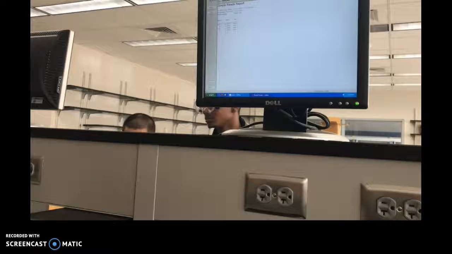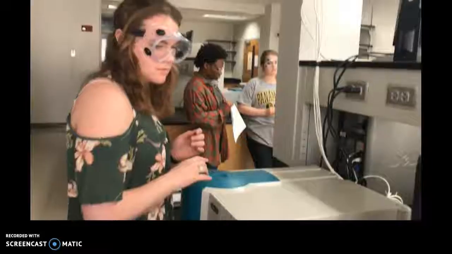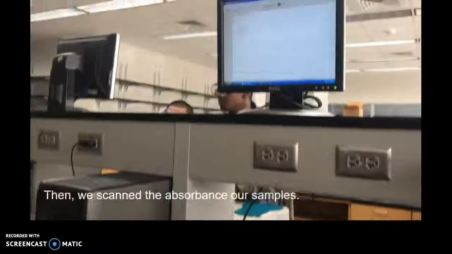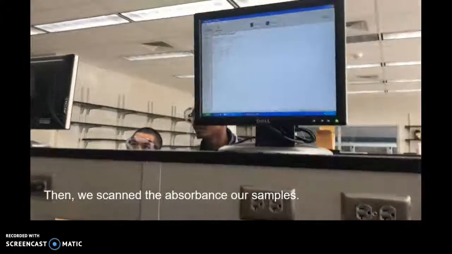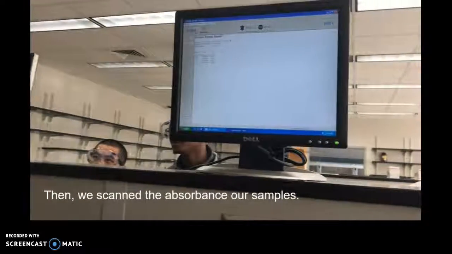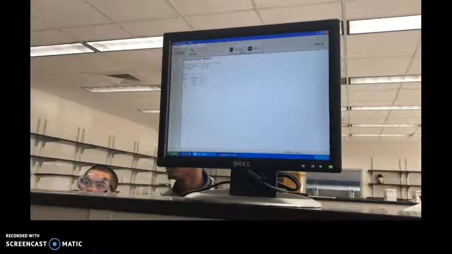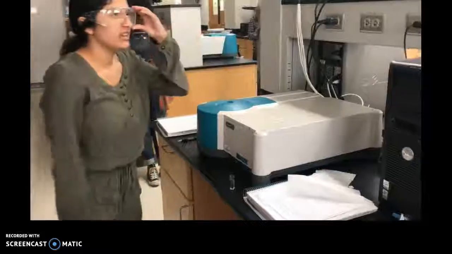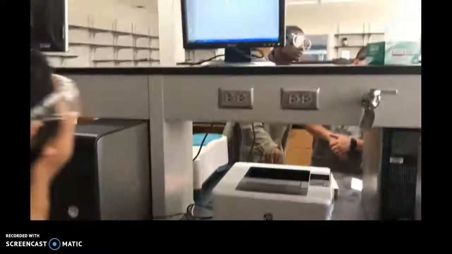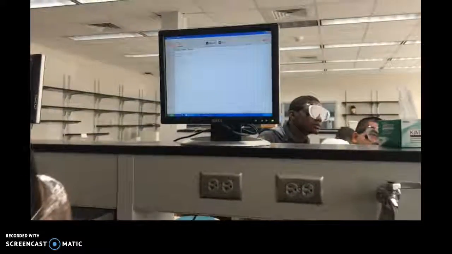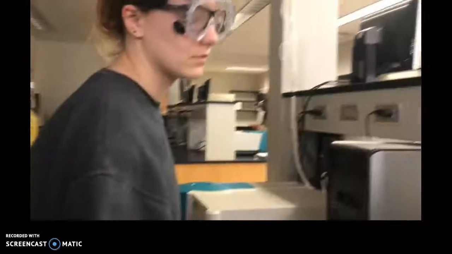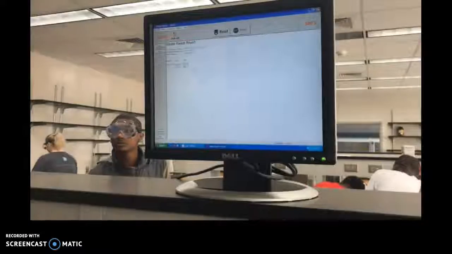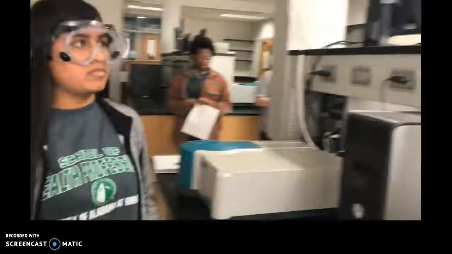Now we'll be scanning for the absorbance value. Now just hit start.